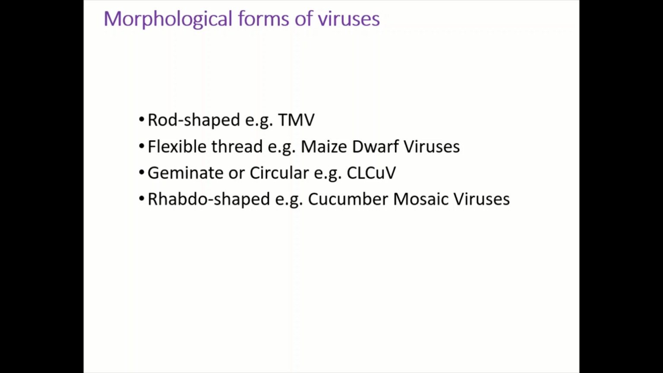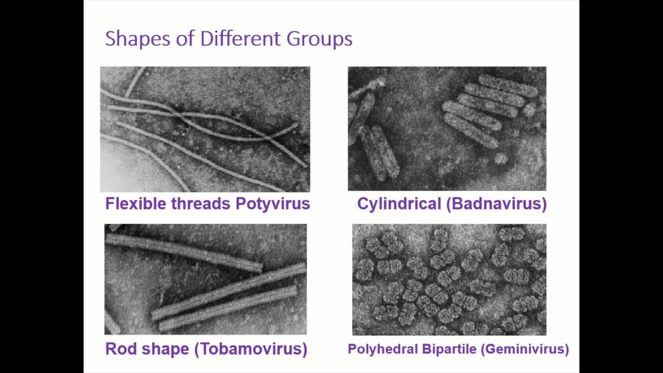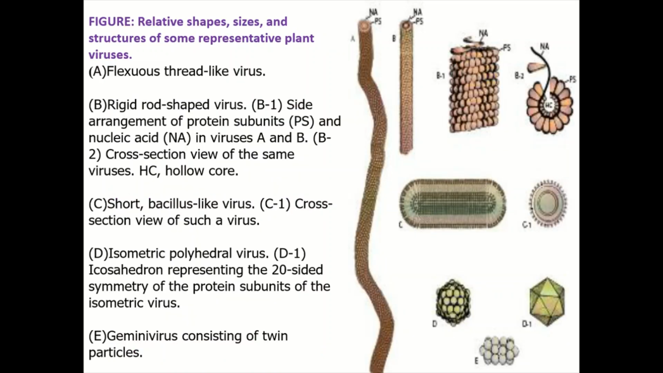They could be geminate or circular. Cotton leaf curl virus is an example of geminate or circular viruses, or they could be rhabdo-shaped. Rhabdo-shaped includes cucumber mosaic virus. Here we have some pictures of these viruses. For example, flexible threads are potyviruses, and cylindrical ones are these badnaviruses. Rod-shaped are tobacco mosaic virus, tobamovirus, and bipartite polyhedral geminiviruses look like circular viruses. So this is a complete picture of the shapes, sizes and different structures of the different plant viruses.